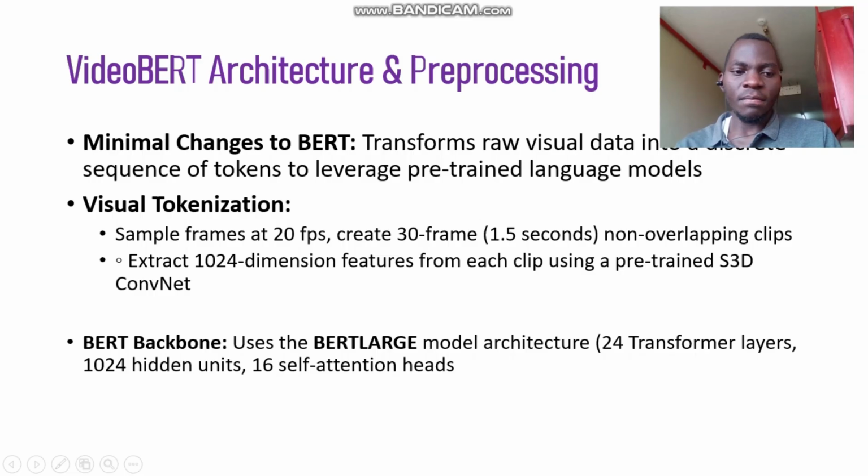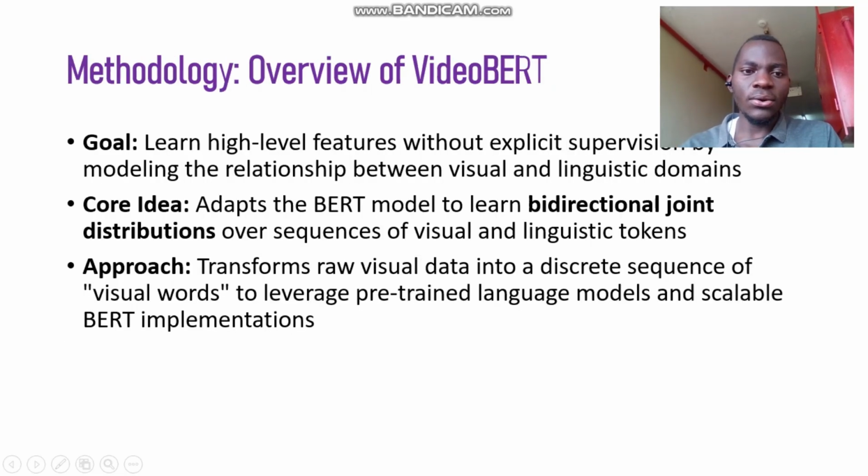So BAT is the backbone, the one that the larger model consists of, those layers, as you can see. Their goal was to learn high-level features without explicit supervision. Basically they just give the model a lot of unlabeled video, so it just learns depending on the different features within the video. So the core idea, as I talked about, is the BAT.